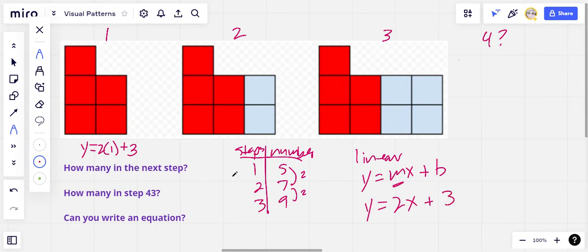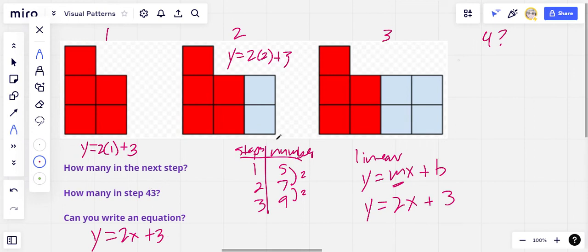It seems to work for step 1. Let's test it in step 2. So y equals 2 times step 2 plus 3. That'd be 2 times 2 is 4, plus 3. That'd be 7, and we've got 7. You can try it out for step 3 too if you'd like, but I think we've got it. So y equals 2x plus 3. And if you did the previous challenge, this was exactly the same formula.